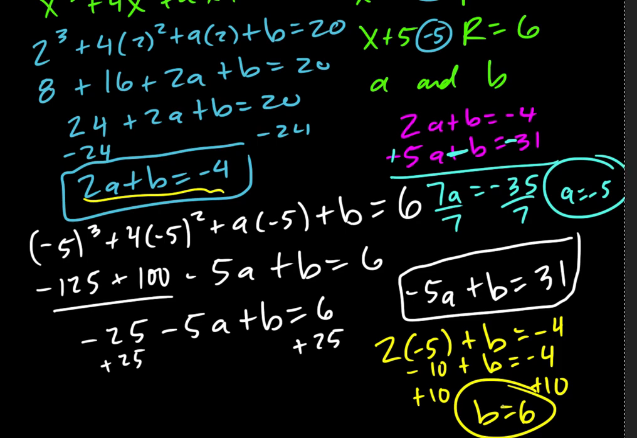Alright, we have another one. Okay, so we have x squared minus 3x plus 7.